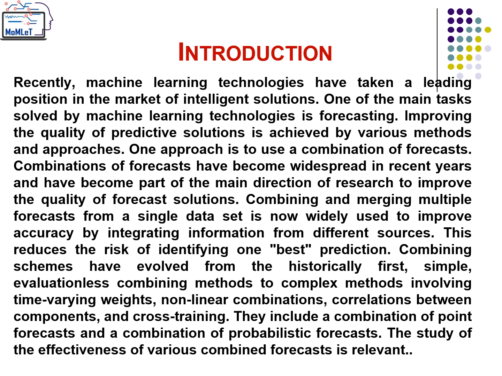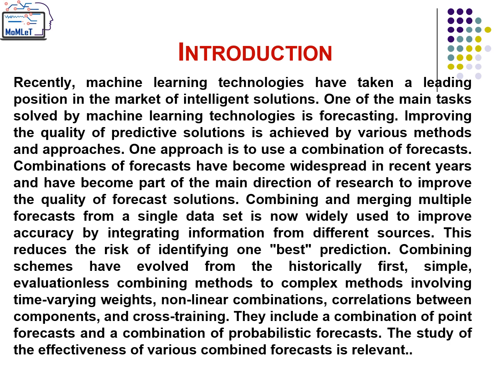Combinations of forecasts have become widespread in recent years and have become part of the main direction of research to improve the quality of forecast solutions. Combining and merging multiple forecasts from a single dataset is now widely used to improve accuracy by integrating information from different sources. This reduces the risk in defining the best prediction.